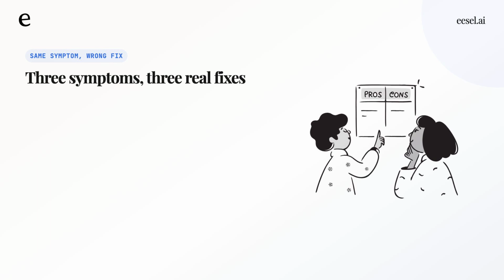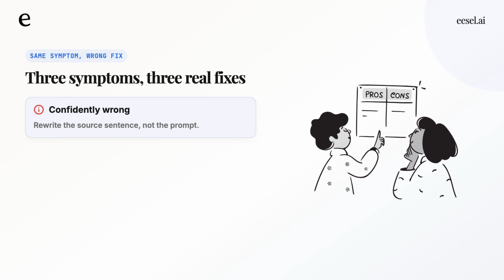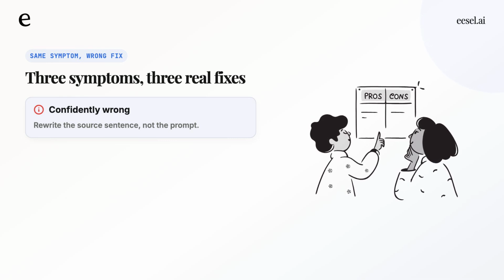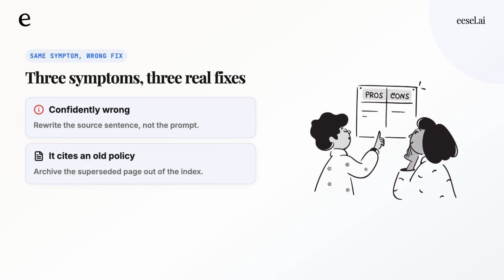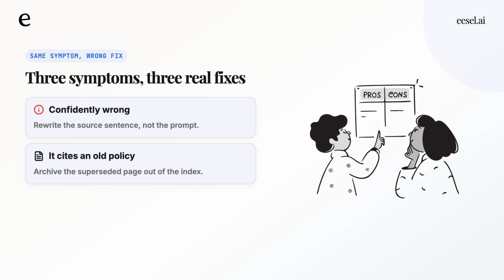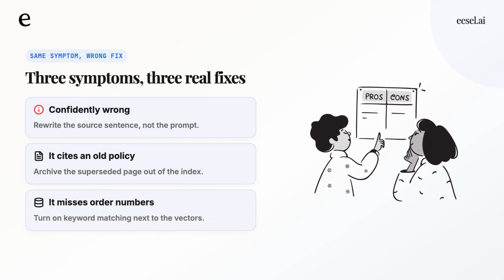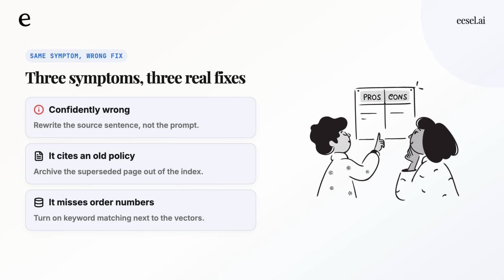3 symptoms come up again and again, and the instinctive fix is the wrong one each time. Confidently wrong answers usually mean retrieval worked and the source sentence was absolute. So rewrite the sentence, not the prompt. If it cites an old policy, archive the superseded page out of the index instead of adding more documents. And if it misses order numbers or error codes, turn on keyword matching next to the vectors.